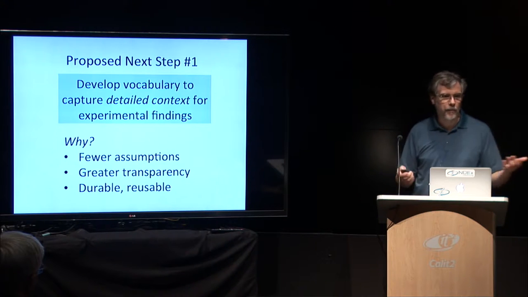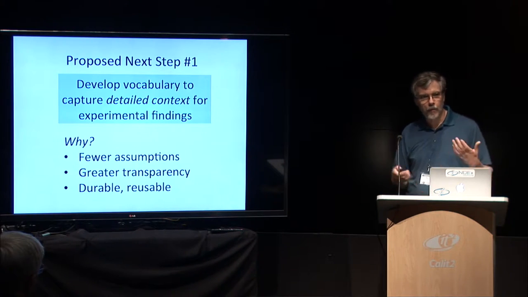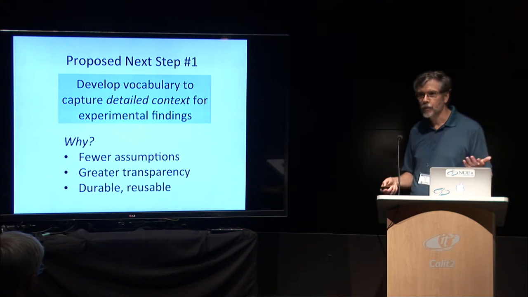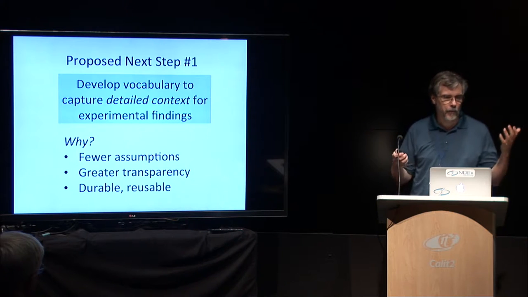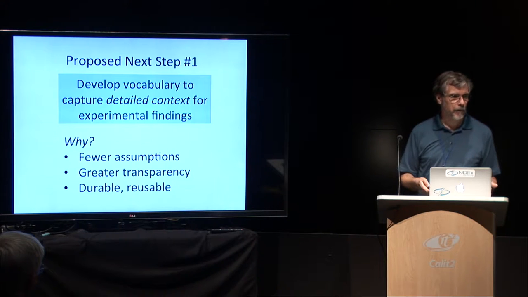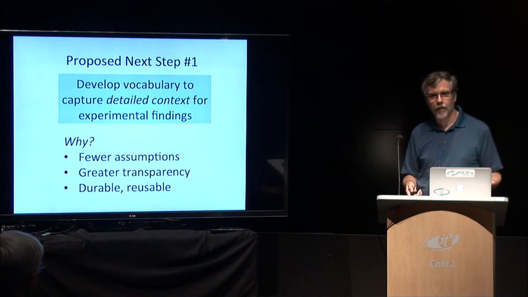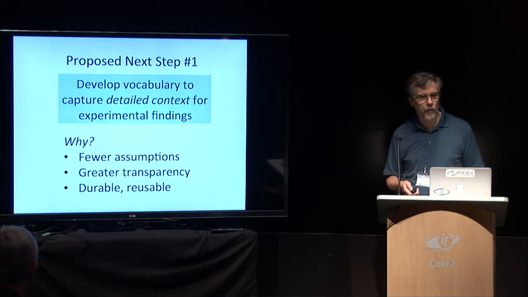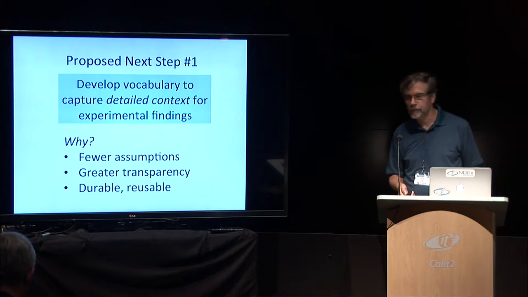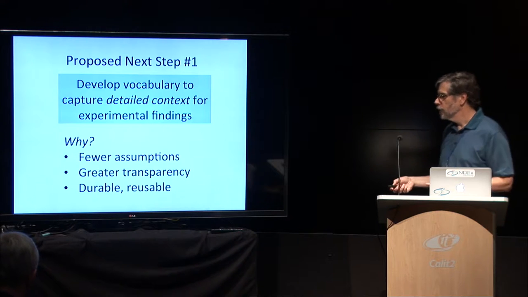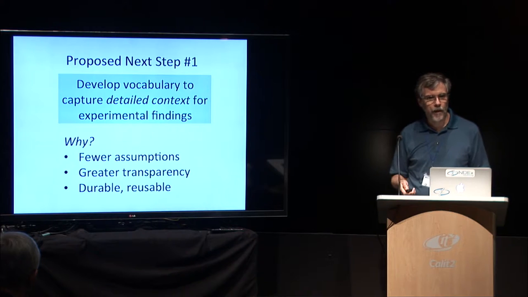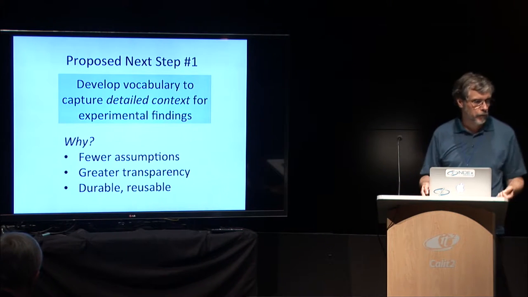Phosphorylated species may defeat the binding, and so on. But it's supposed to be a statement about the pool. And then I find out yeast two-hybrid is much more specific than that. You're talking about particular full-length transcripts. Now I realize that we just threw away information when we transcribed a yeast two-hybrid experiment that way. So I want fewer assumptions. I want greater transparency. I want the findings to be even more durable and more reusable.